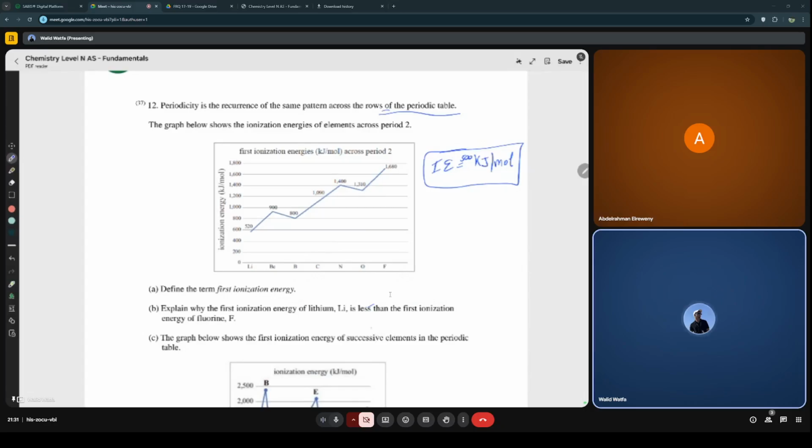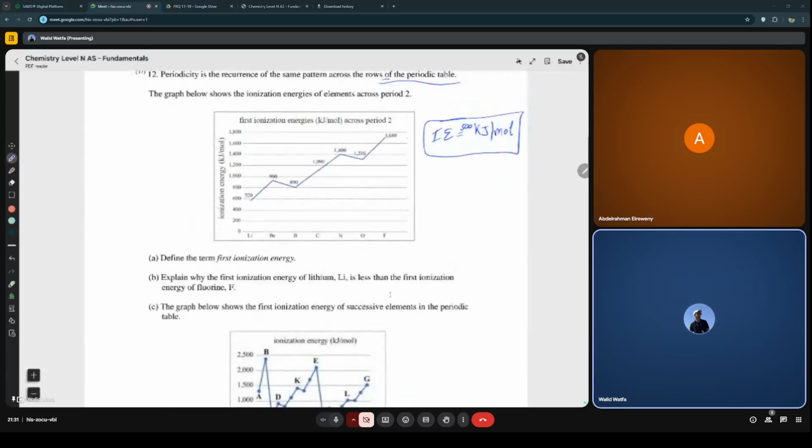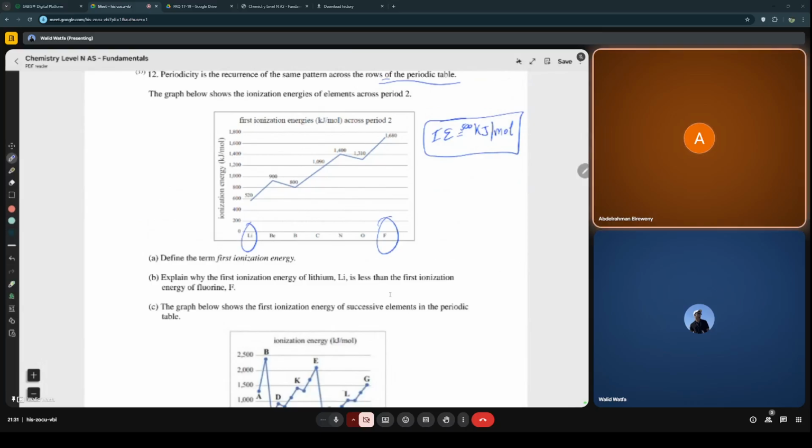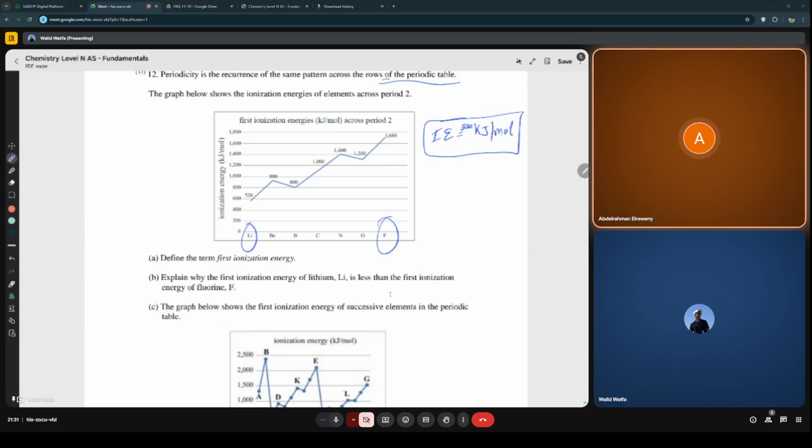Explain why the first ionization energy of Li is less than F. Let's take a look. First, Li is over here, F is over here, so these are pretty far away from each other. What do you think? So Li is a cation, F is an anion.